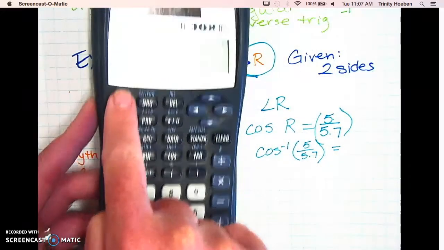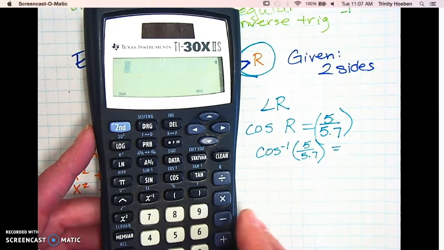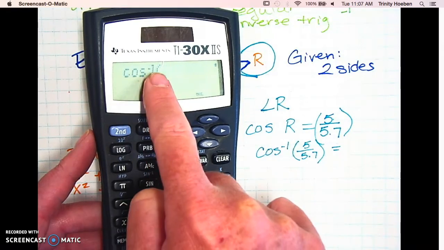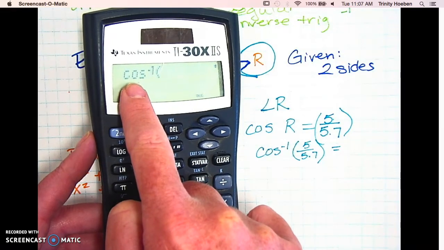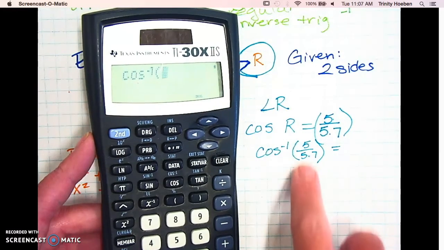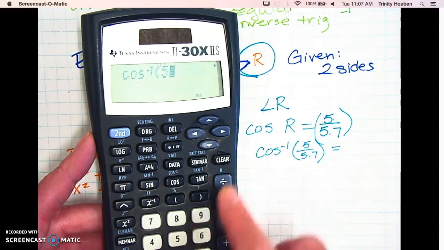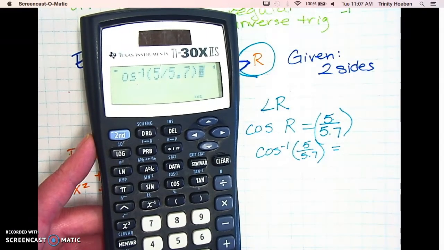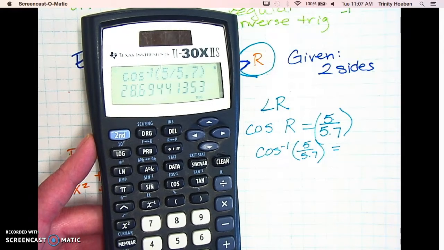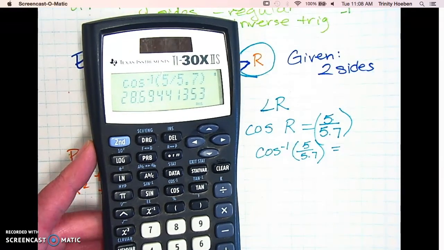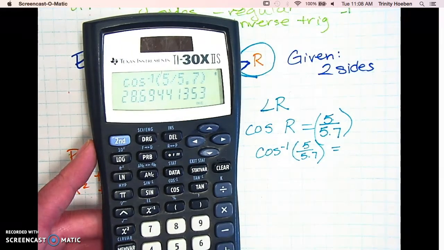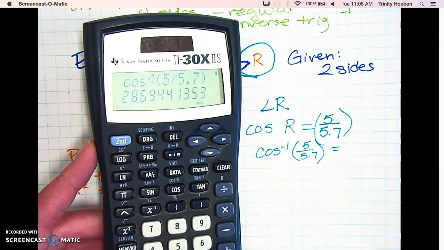On this calculator, you're going to need to hit second and then cosine. Notice that it's going to say cosine inverse, not just cosine. And then you're just going to type this fraction just like you see it, 5 divided by 5.7. Close those parentheses up, and then hit equals. And it says 28.6.